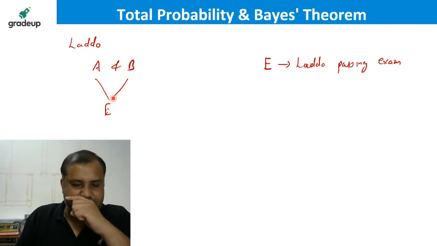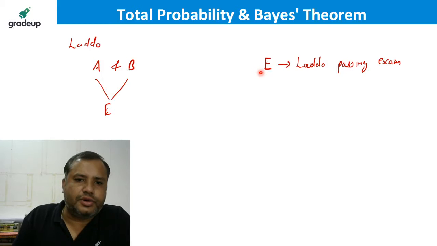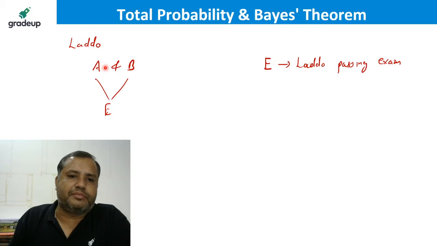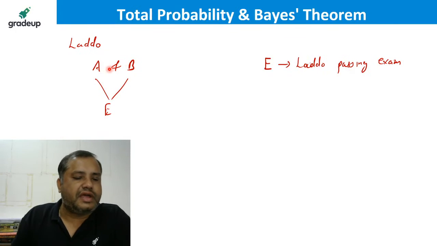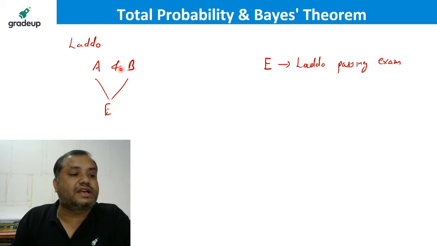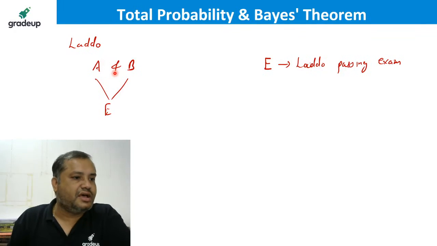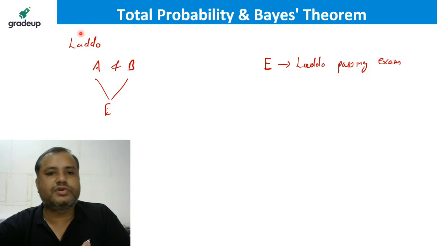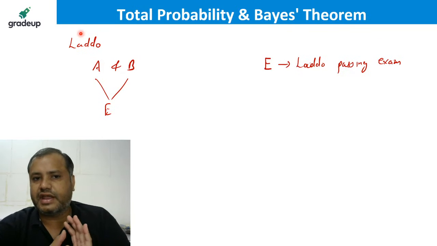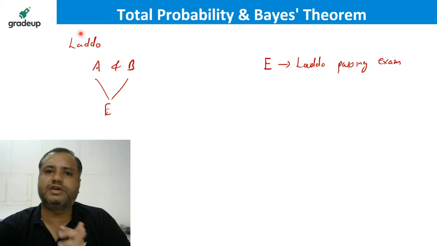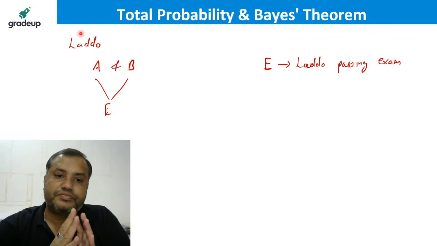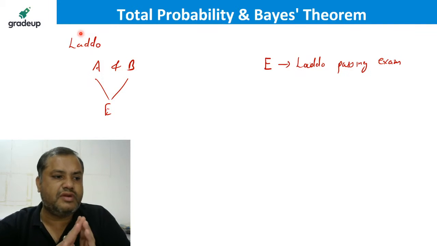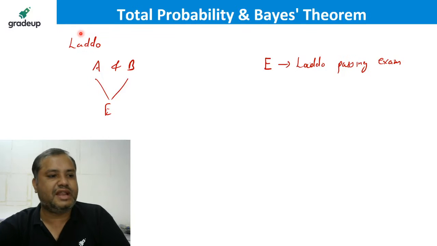It means when A is helping Laddu, B will not help, and when B is helping Laddu, A will not help. So A and B are mutually exclusive events. That is, when A occurs, B will not occur, and when B occurs, A will not occur.